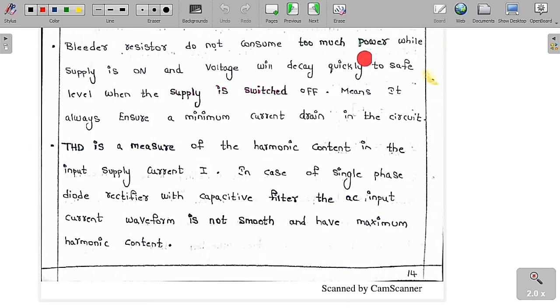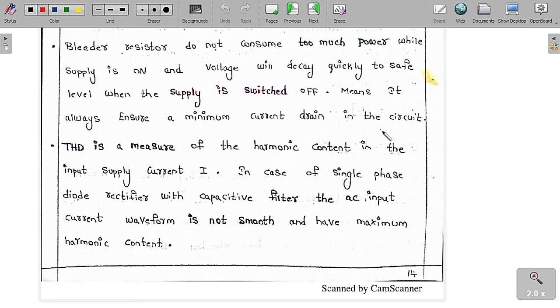A bleeder resistor does not consume too much power while the supply is on, and the voltage will decay quickly to a safe level when the supply is switched off, which means it always ensures a minimum current drain in the circuit. Some of the important facts of this bleeder resistor: it never consumes too much power while the supply is on. If you switch off the supply, the voltage across it is going to decay quickly to a safer value.